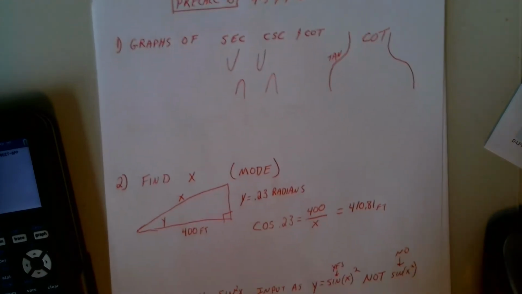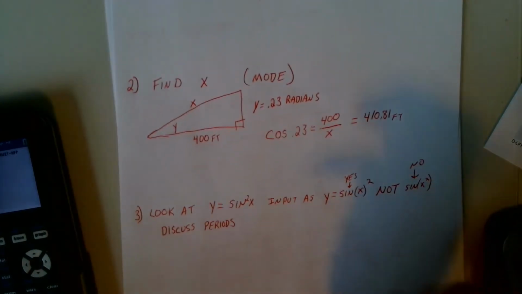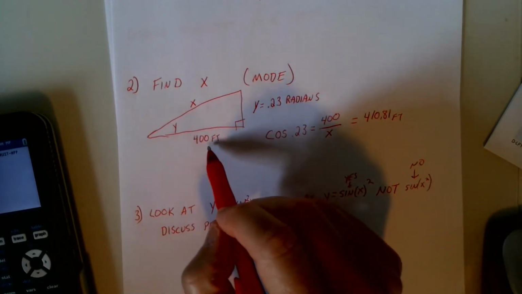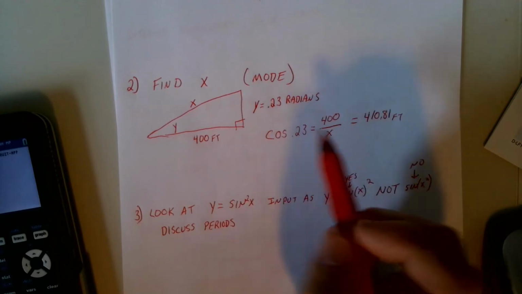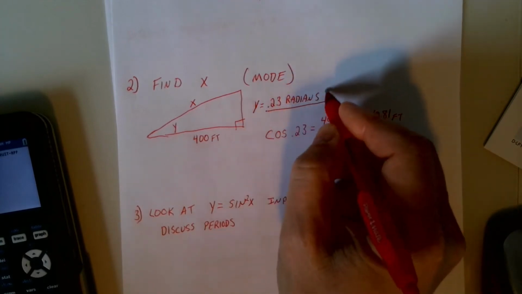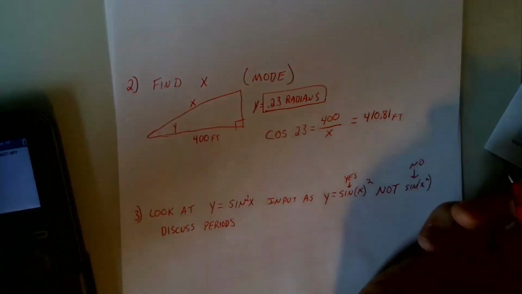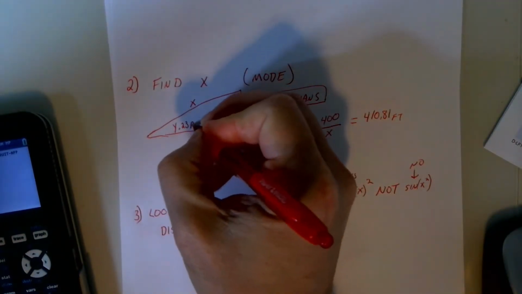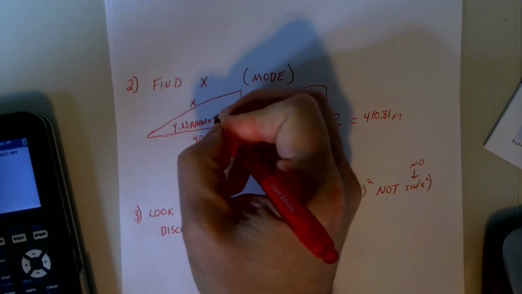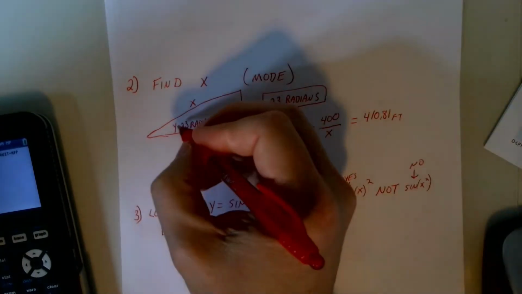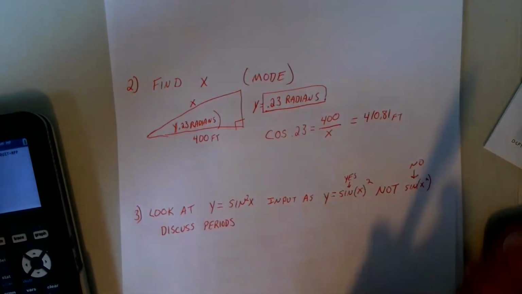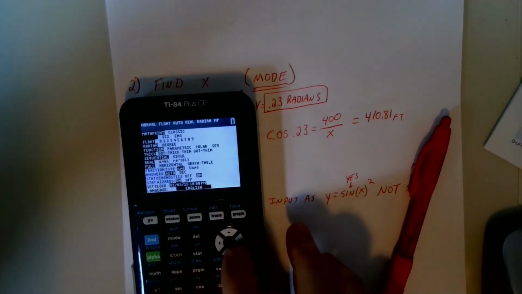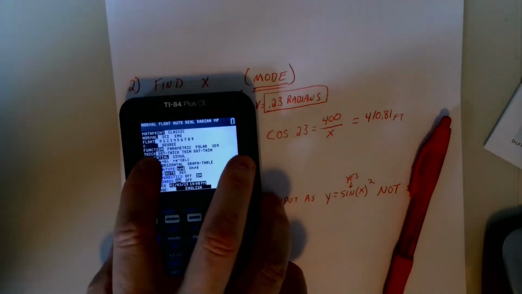So down here we're going to say, let's try a problem like this. It says find x, and it gives you y here, 400 feet here, and then it's a right triangle, and they tell you that y is 0.23 radians. Well, we'll put 0.23 radians in there the same way as if I would put it in degrees. What I just have to make sure of is that my calculator's mode is in radians. So let's check my mode, and you can see it is in radians right there.